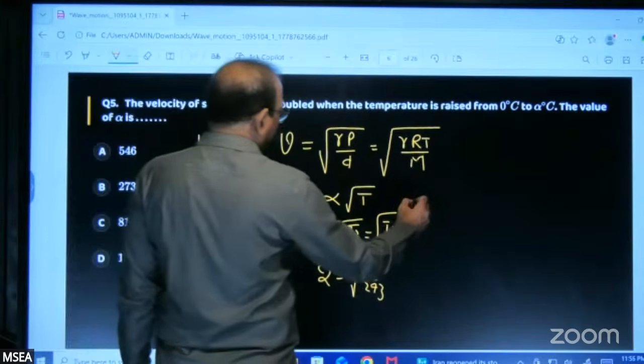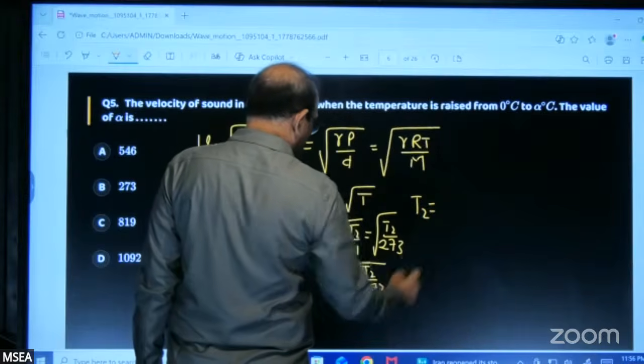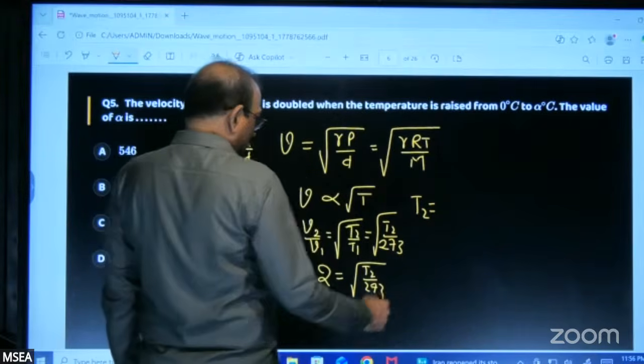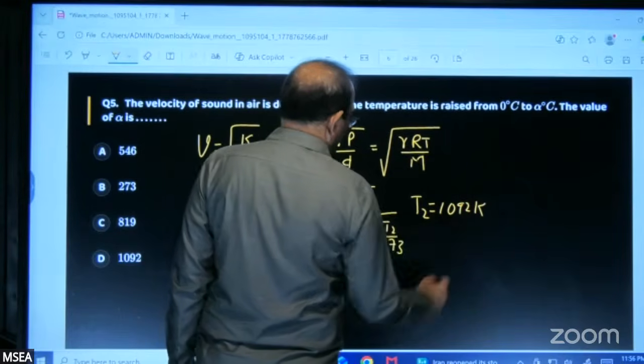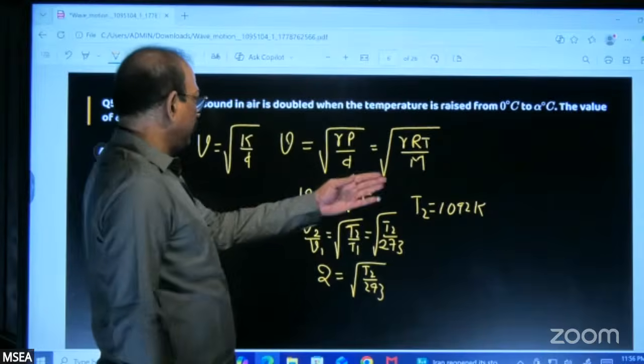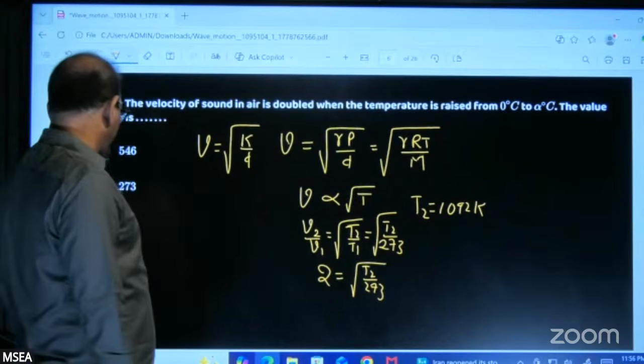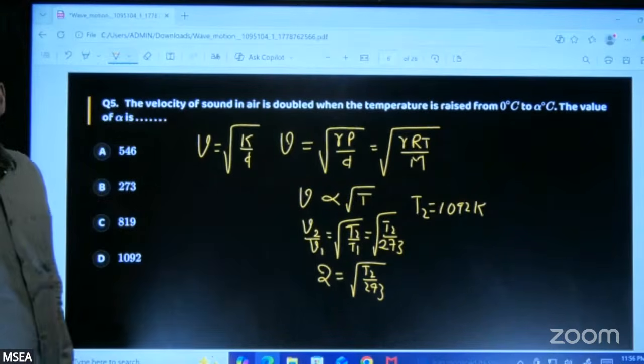Then squaring and cross multiplying, you will get T2 equal to 1092 Kelvin. From this, if you subtract 273, you will get the centigrade temperature, 819.